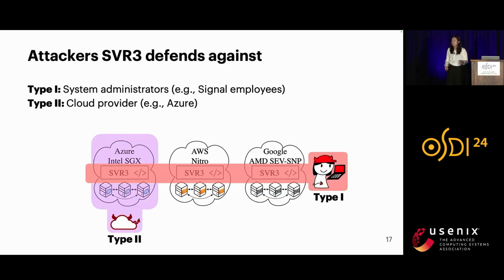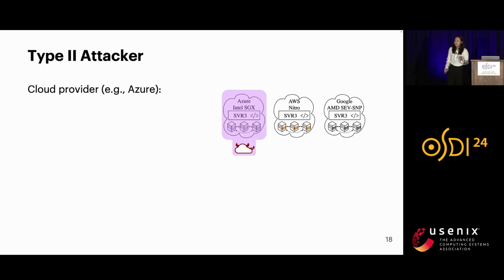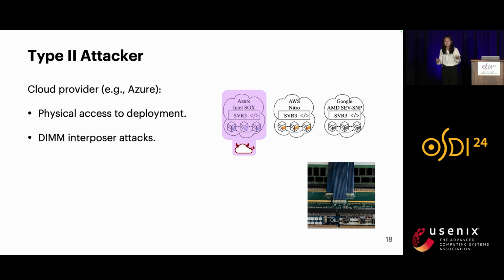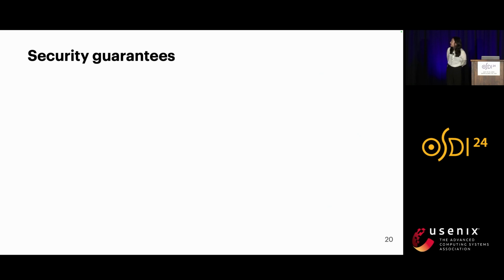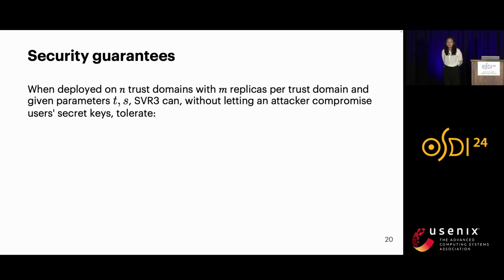The second type of attacker we want to defend against is the cloud provider itself. So for example, Microsoft Azure or Google Cloud. The cloud provider has physical access to the deployment. And that means they could mount things like DIMM interposer attacks, where you're interposing between the system bus and the memory module. And that means you could mount physical rollback attacks, which I will talk about in more detail in a later slide. The third type of attacker, which I'll gloss over, is you can just think of it as your external attacker who's a hacker, and they could become a type 1 or type 2 attacker by compromising the cloud or phishing like a Signal employee.